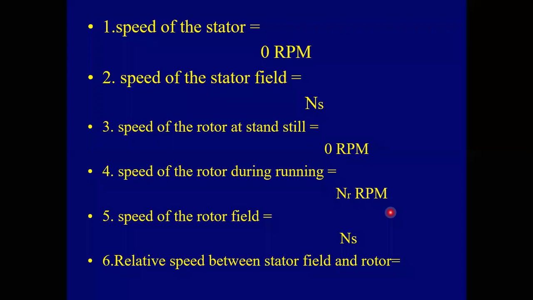Now guys, see relative speed between stator field and rotor. What is the stator field speed? That is Ns. What is the rotor speed? Nr. So the relative speed between these two is the subtraction: Ns minus Nr. Not Nr minus Ns, because we concluded from the previous discussion that Nr will always be less than Ns. So Ns minus Nr is the answer.